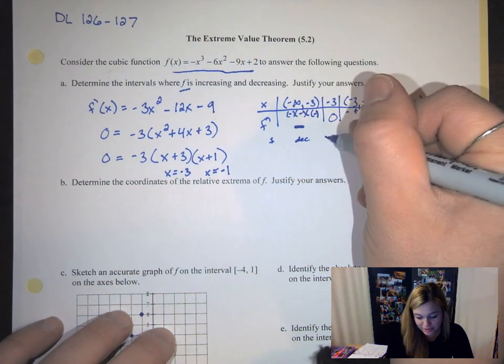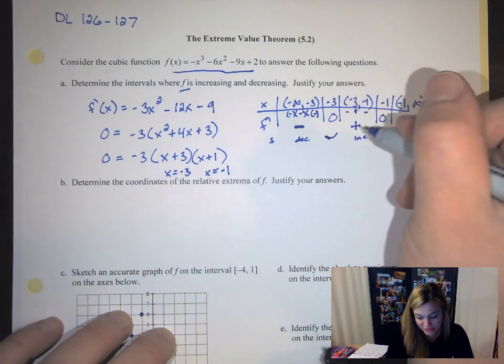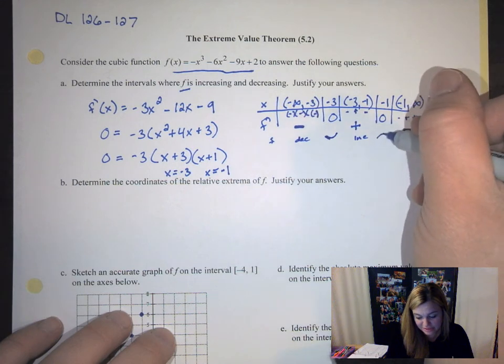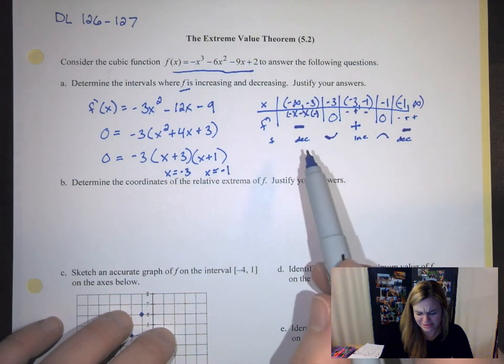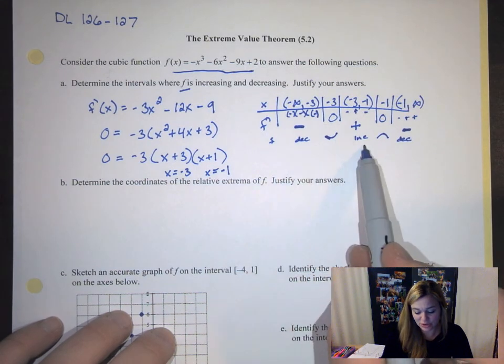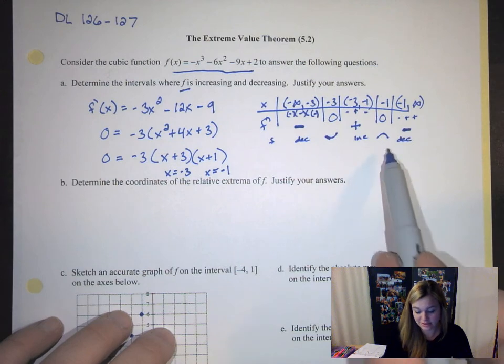And if we wanted to, we could even figure out maxes and mins. Decreasing to increasing would be a relative min. Increasing to decreasing is a relative max. Wait, did I say that wrong? Decreasing to increasing, relative min. Increasing to decreasing, relative max.